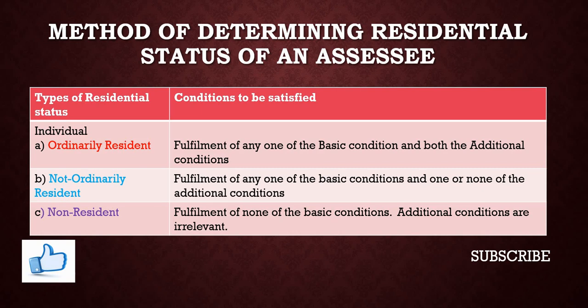Then the next one comes here, non-resident of India. When an individual assessee fails to satisfy any one of the basic conditions, in such case he will be called a non-resident of India, where the question of applying additional conditions does not arise at all. So always, before determining the residential status of an individual assessee, only the basic conditions should be applied first. If he is satisfying any one of the basic conditions, then the additional conditions are to be applied. If none of the basic conditions is satisfied, then there is no question of referring to additional conditions.